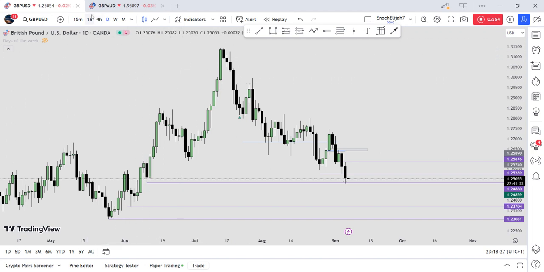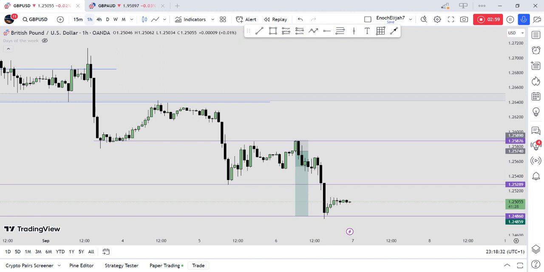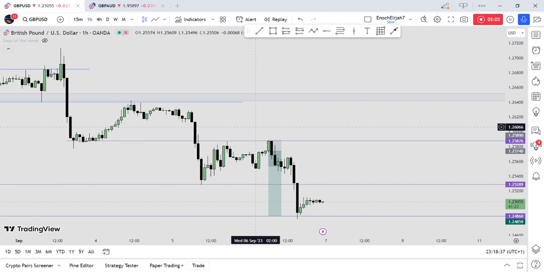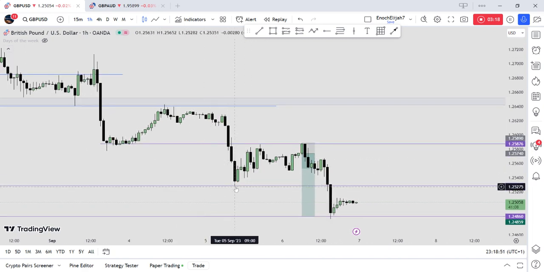So I went to the 1 hour time frame to select both buy-side liquidity and sell-side liquidity. Now on the 1 hour time frame I noticed this range that happened prior to the market open. This low of the range was yesterday's low, and this is the low I showed you on the higher time frame.